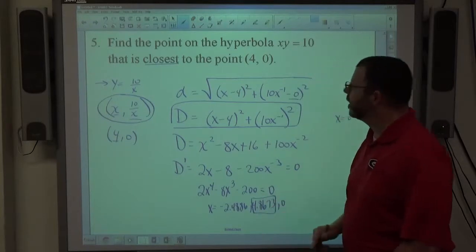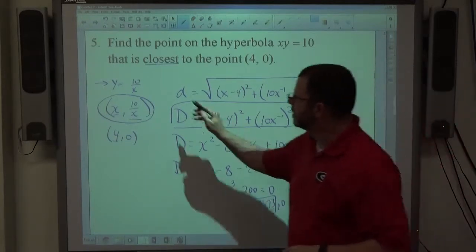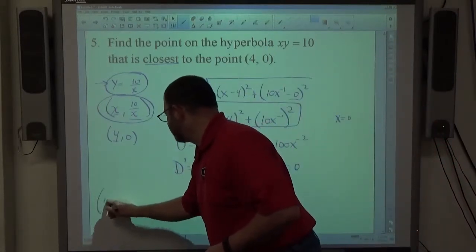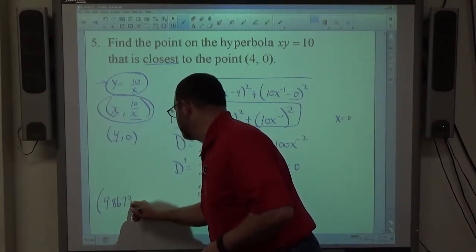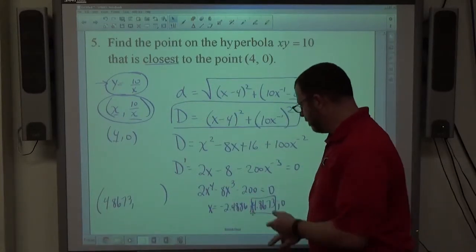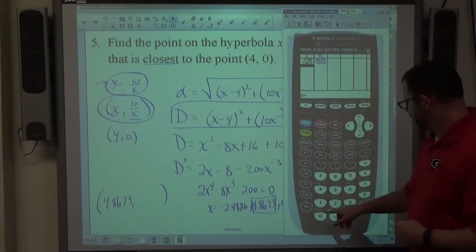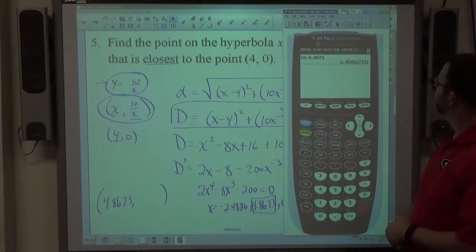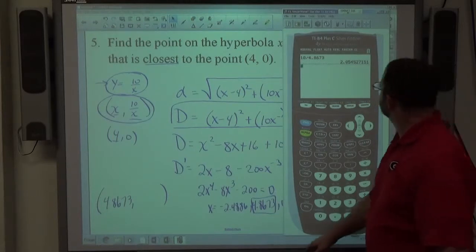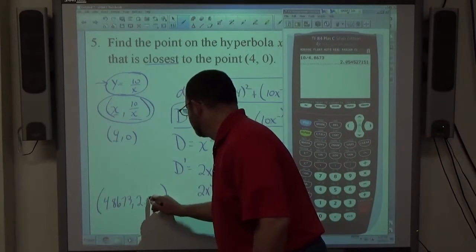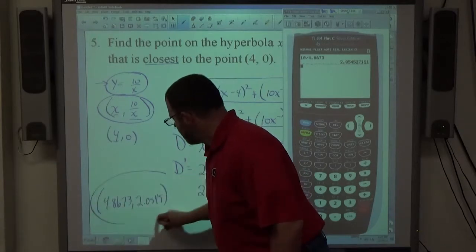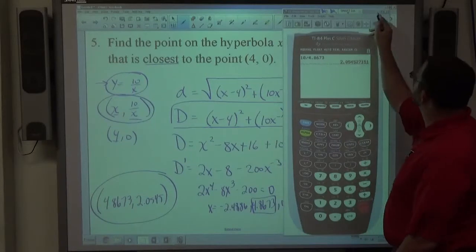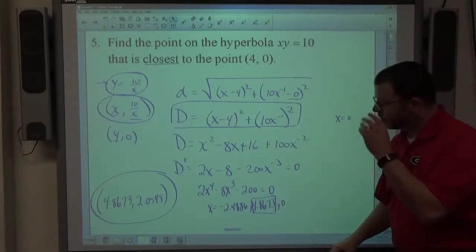That's the x coordinate. The y coordinate is 10 over x. You see here, it says find the point. We're trying to find x comma y. So x is 4.8673. And to get y, we just have to do 10 divided by that number. So 10 divided by 4.8673 comes out to 2.0545. That point lives on the hyperbola and is closest to the point (4, 0). And that's what we're looking for.